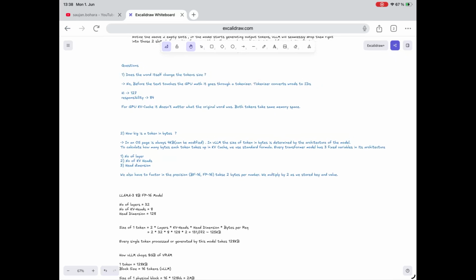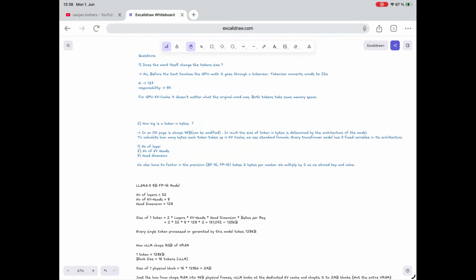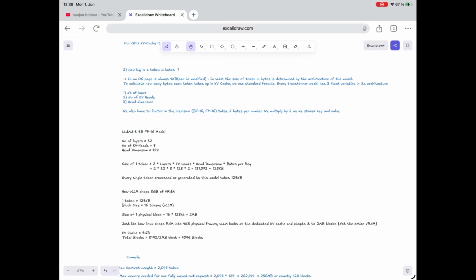Now, I had a couple of questions when I was going through this myself. Question one: does the size of the word matter for what the token size would be? If I have a very long word, will that matter in how much it takes to store that particular token? No, it doesn't. What happens is these words are converted into IDs by a component called the tokenizer, and then these IDs are saved in the GPU KV cache. So it doesn't really matter if your word is the longest word in the dictionary.